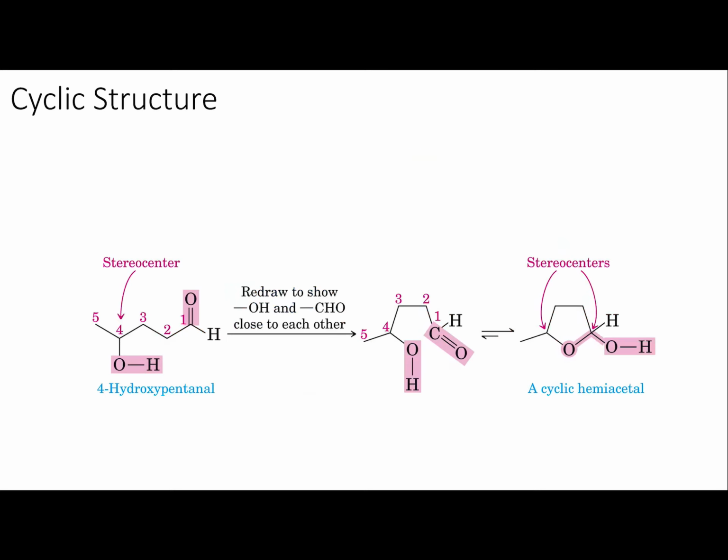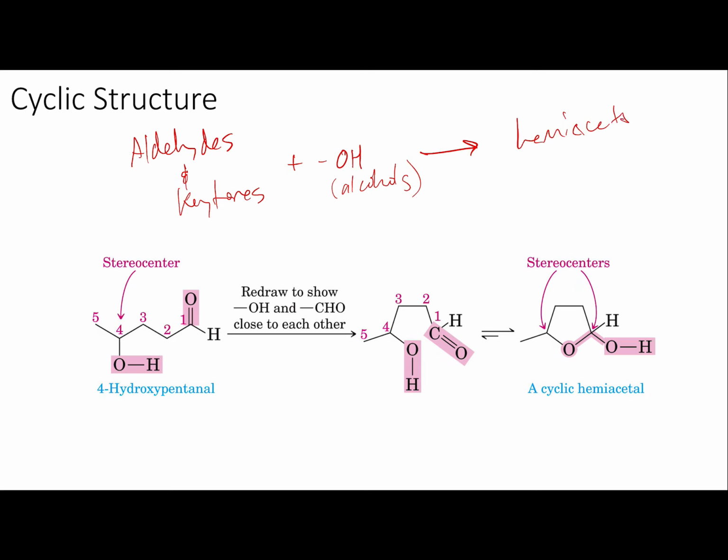Now, let's talk about cyclic structures. Aldehydes and ketones will react with alcohols to form something called hemiacetals. And I'm going to show you an example of those structures. In fact, you can see a hemiacetal here, but we'll explore it a little better. Aldehydes and ketones, both of them will do this, will react with hydroxyl groups, or we could call it alcohols. Now, all of these functional groups can exist in the same molecule, okay? And that's the case here.